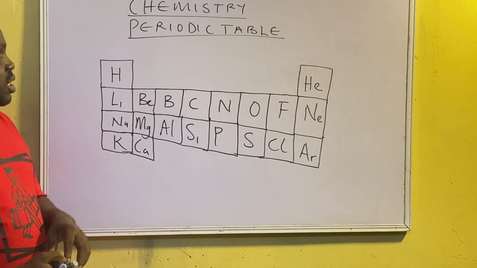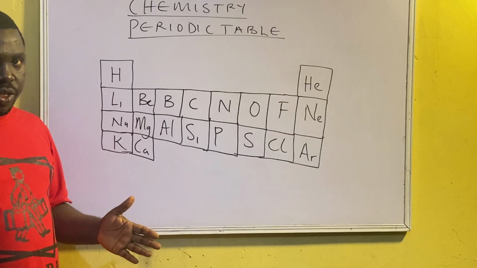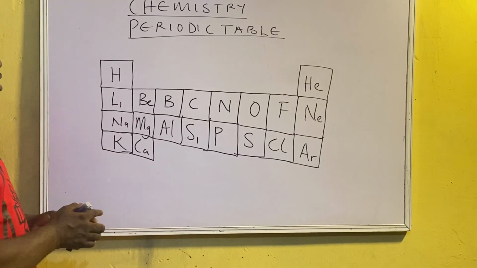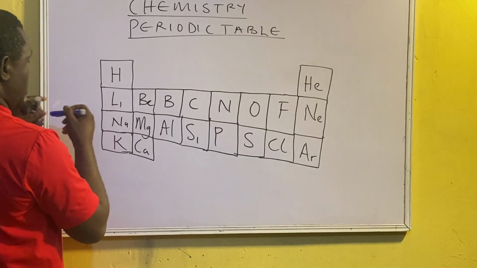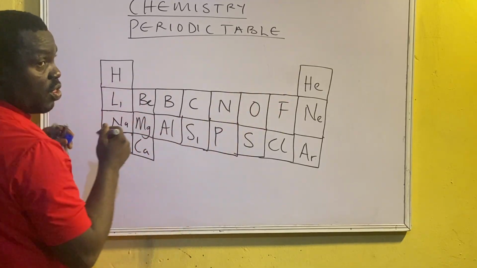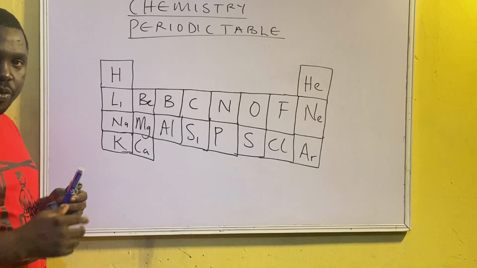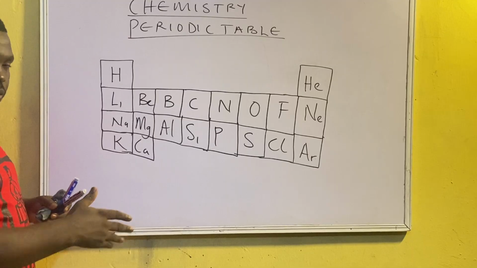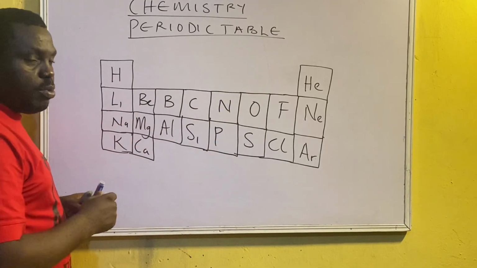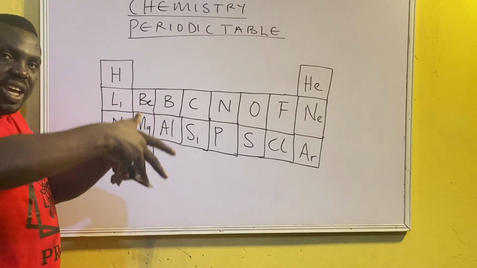Now, in the periodic table, there are 7 periods and 8 groups. The horizontals are periods, while the verticals are the groups. So when you move across like this, you're moving across the periods. When you move down like this, you're moving down the group.